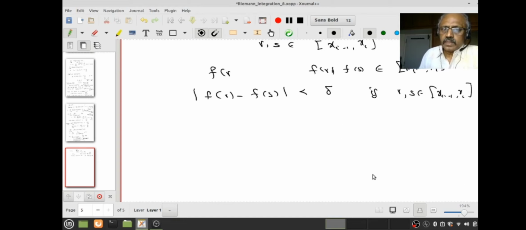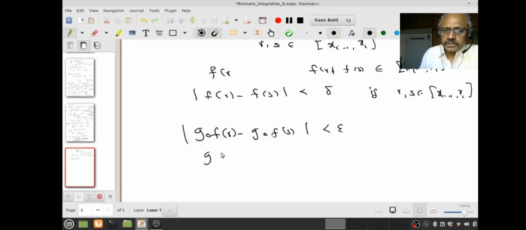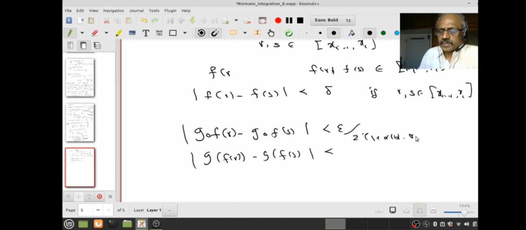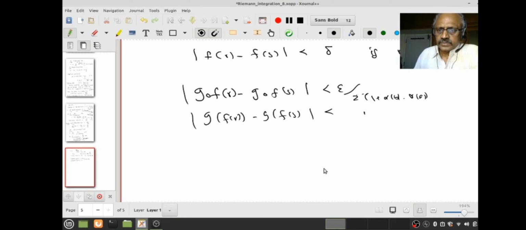But what I want to know is about g composite f of R and g composite f of S. I want to know why |g(f(R)) - g(f(S))|, given that |f(R) - f(S)| is less than delta, will be less than epsilon by 2 into (1 + alpha(B) - alpha(A)), etc. For the timing, let's not worry about this. You follow that? Yes, therefore this happens.